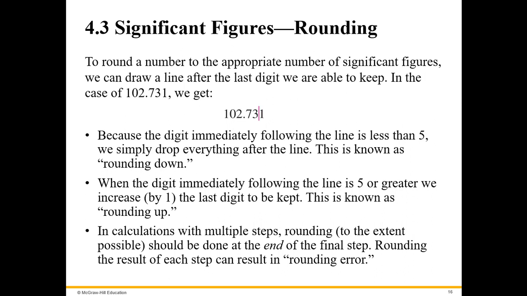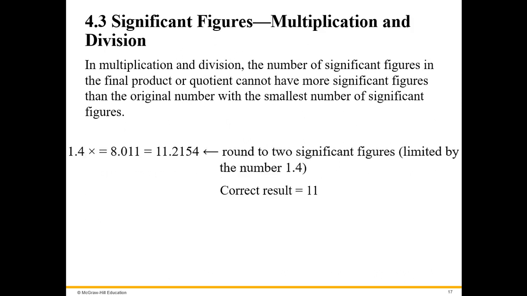And then the rounding is also important, and then multiplication and division is another rule. You multiply 1.4 times 8.011. You multiply and get a long number, 11 point something, but you have to give the answer to the least number of sig figs. So this has 2, this has 4, so you have to give the answer to 2 sig figs.